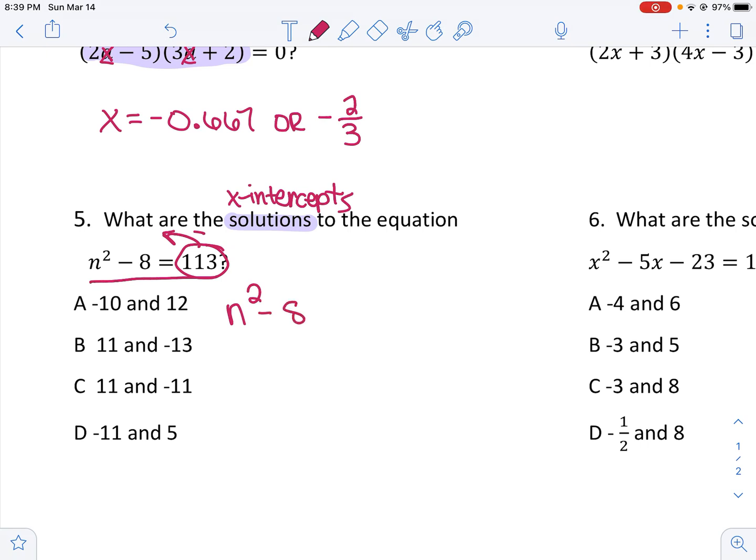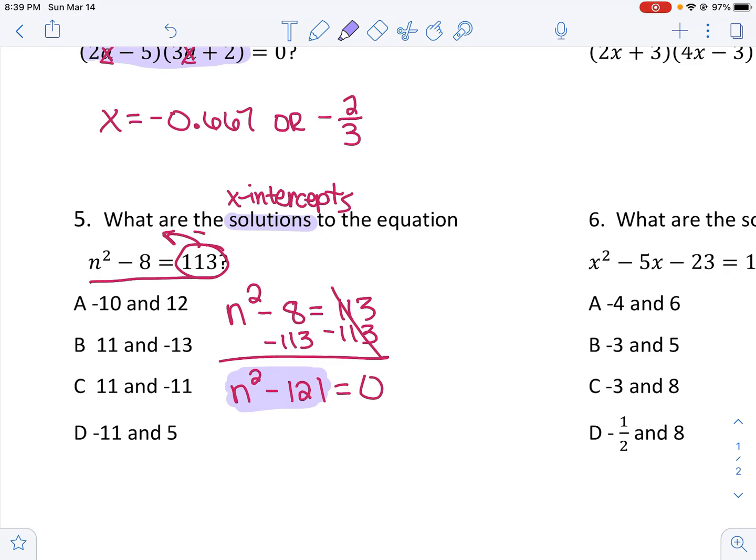Let me just write it out. Okay, so I'm going to subtract 113 from both sides. I combine it to its like term only. So when I do that, I have a negative 8 minus 113. So that gives me n squared minus 121. And now it's set equal to 0. And I'm going to type that into my calculator. So n squared minus 121.